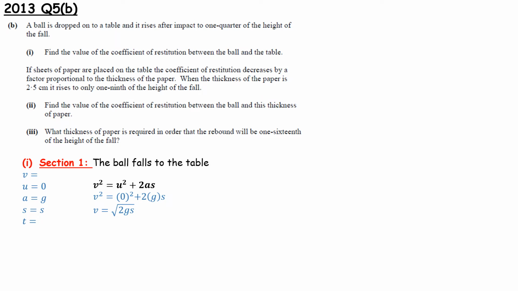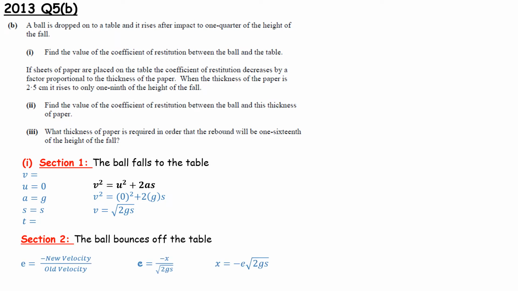We then have the bounce on the table. So just like before, we have E is equal to minus new velocity over old velocity. Again, I'm using x for my new velocity, and we get our answer for this bounce, the velocity that it leaves the table. We get this in terms of E. I've left it in terms of g and s.